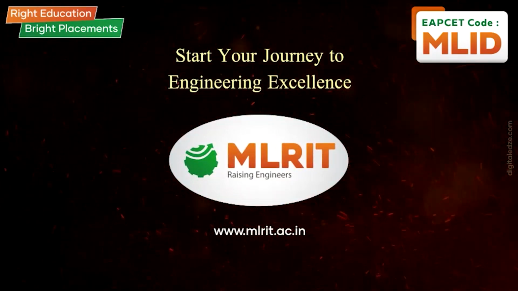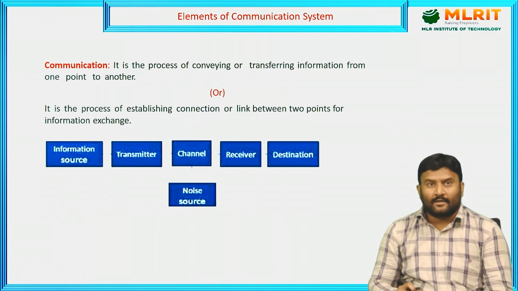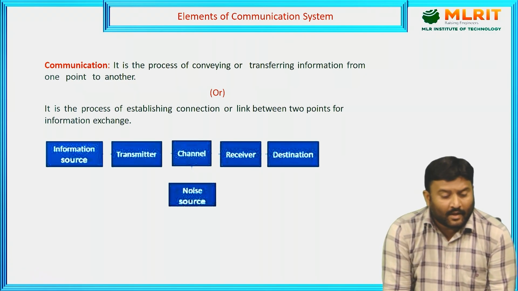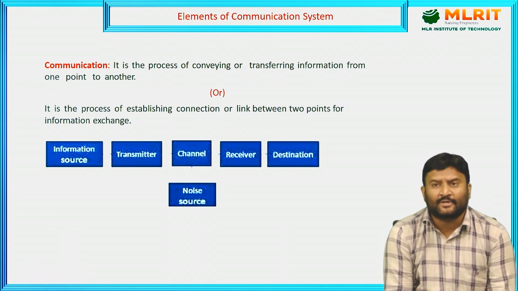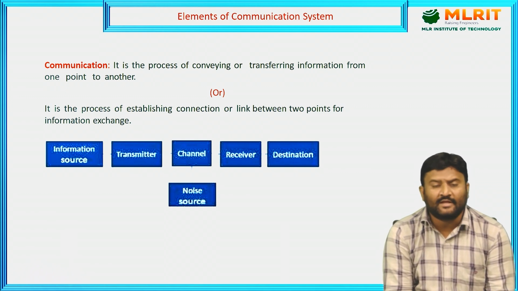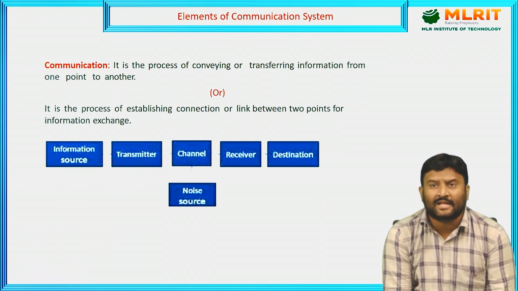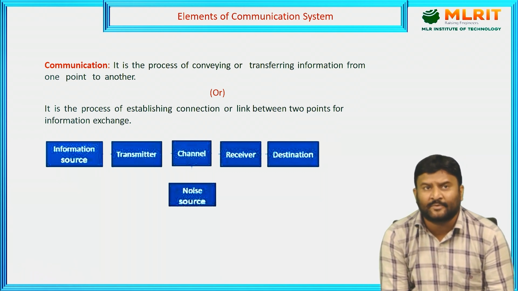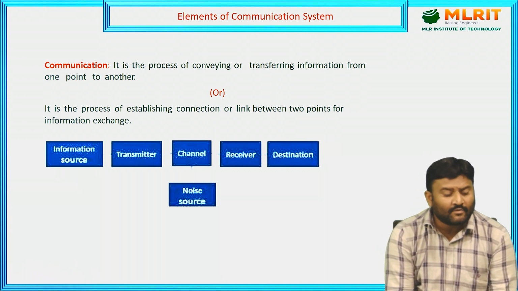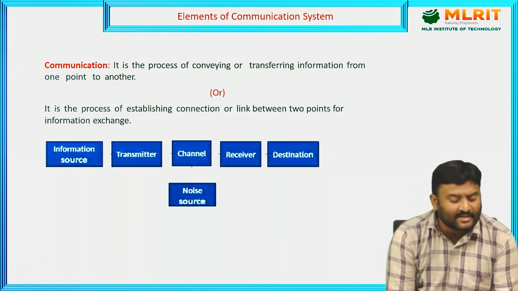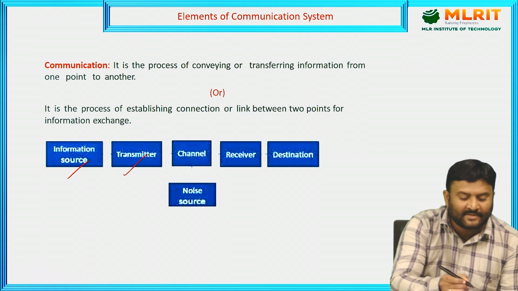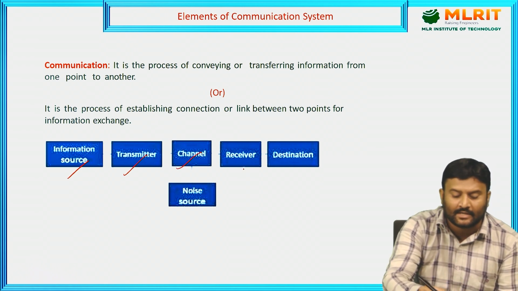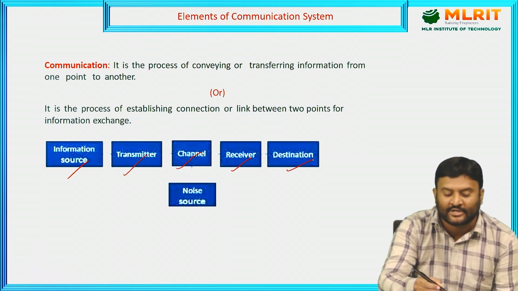Then go for the elements of a communication system. What are the elements in a communication system? We know very well that transferring information between the transmitter and the receiver is called communication. Observe the elements we have. The first one is the information source. The second is the transmitter, then the channel, the receiver and the destination.